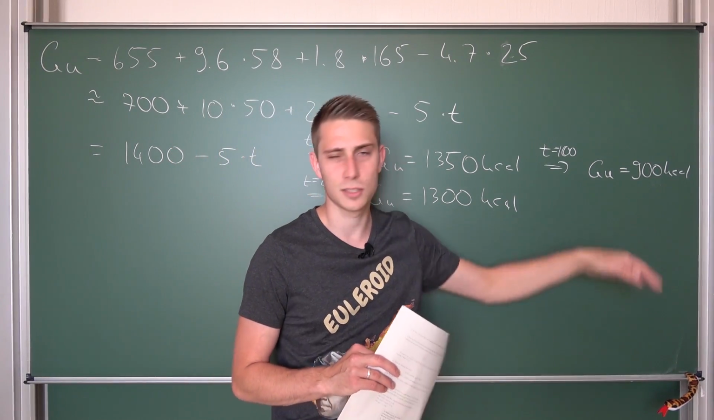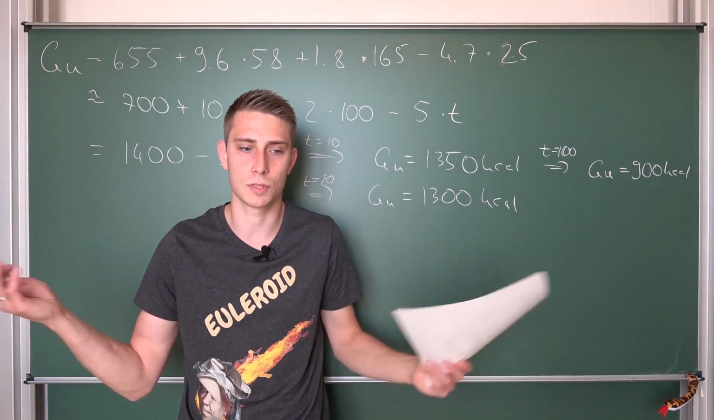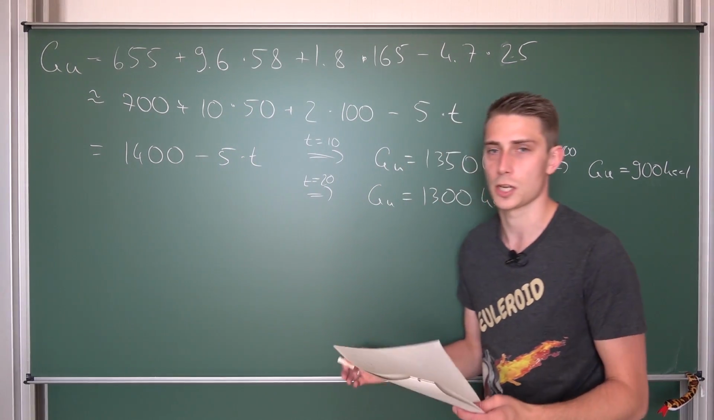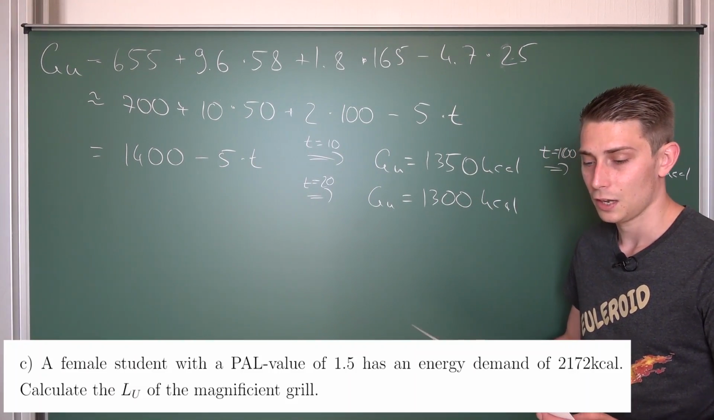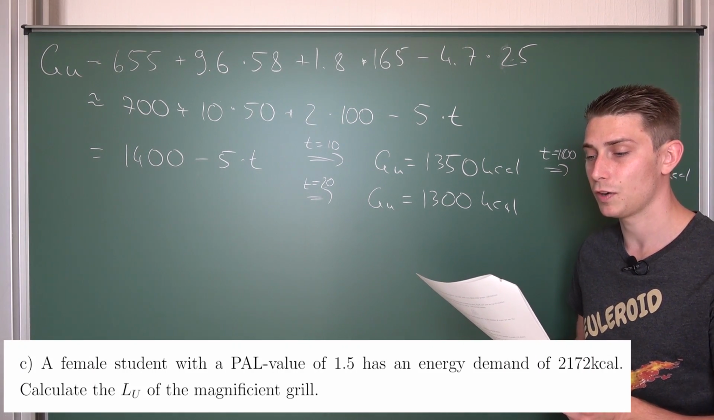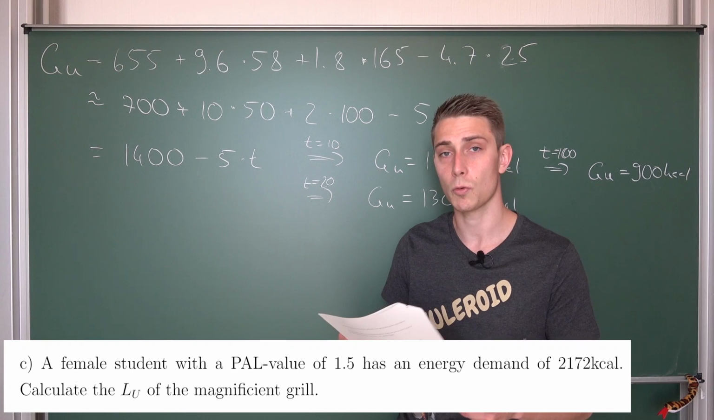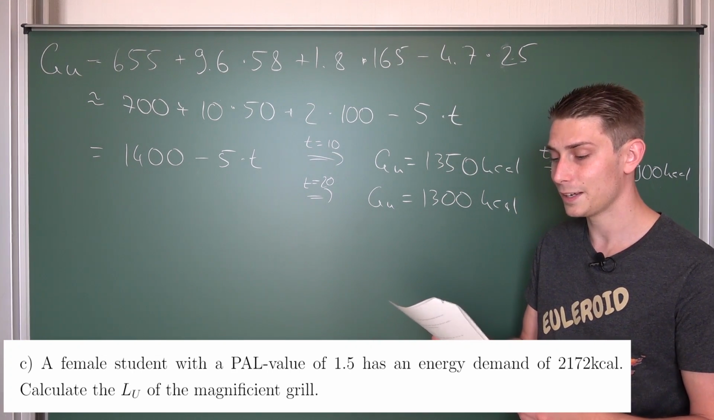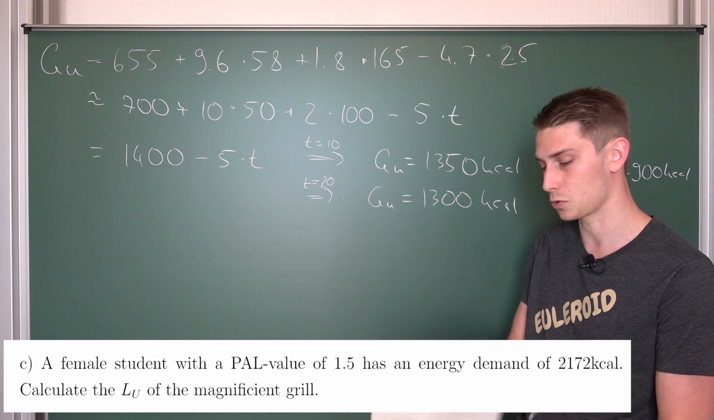So it does make sense. The older you get, the less you need to eat, basically, just to keep it nice and short. A female student, another female individual, with a PAL value of 1.5 has an energy demand of 2172 kilocalories. Calculate the LU of the magnificent girl.